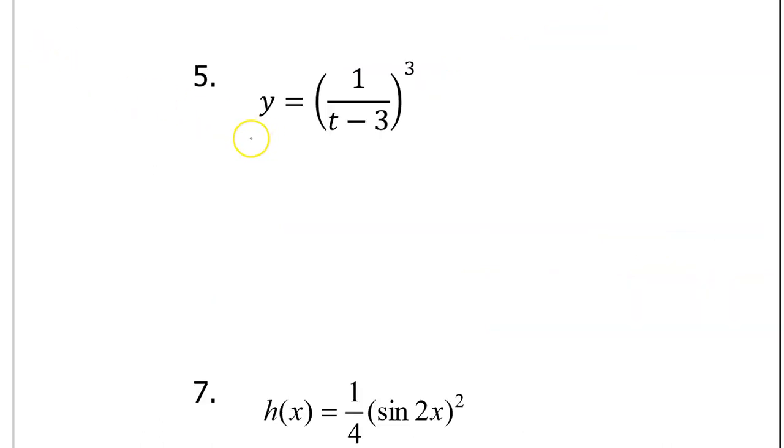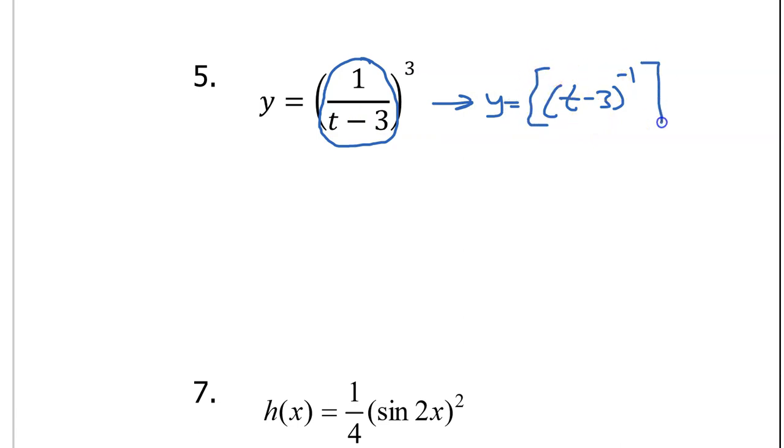On number 5, before we take any derivatives, I want to rewrite the function a little bit. Focus on the inner part, 1 over t minus 3. If I bring this out of the denominator, I could write it as t minus 3 to the negative 1 power. This would be the same as this inner part. But then I have this cube happening on the outside. So when I have a power raised to a power, of course I am going to multiply these. So this will end up as simply t minus 3 to the negative 3 power.